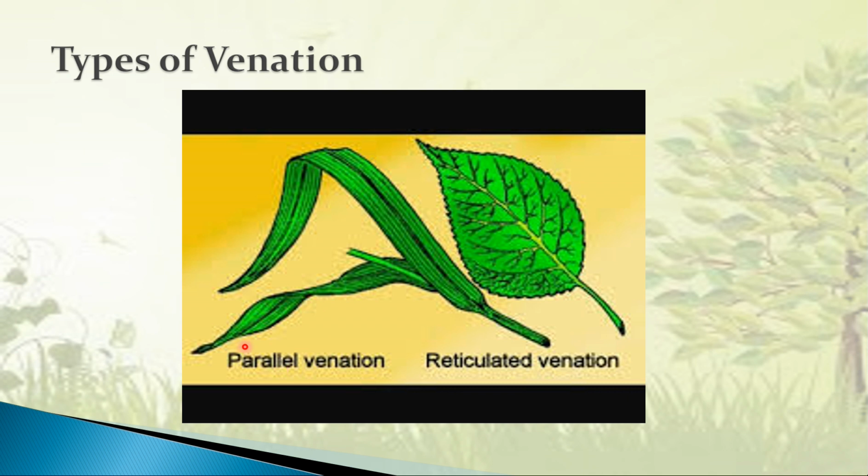Parallel venation means when the veins of the leaf blade exhibit a parallel pattern, from the leaf apex to the base. When the veins are present in a parallel way, that is called parallel venation. Reticulate venation is when the veins of the leaf blade exhibit a net-like structure. When the veins are present in a net-like structure, that is called reticulate venation.